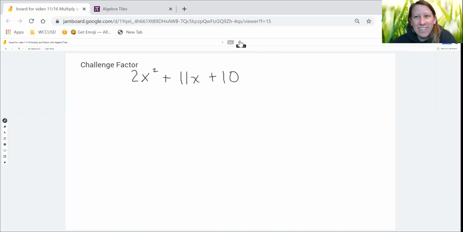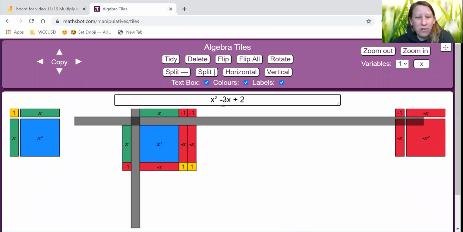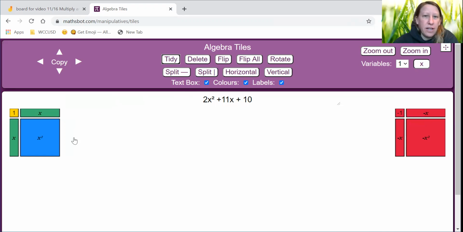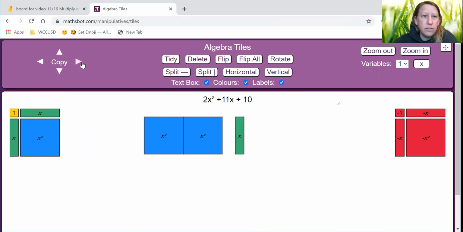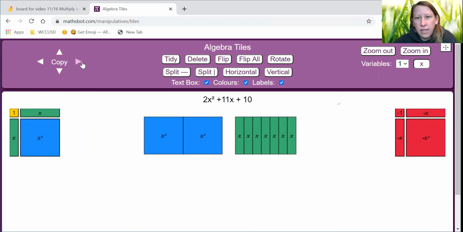Ooh, this one's fun. I'll leave that as a challenge. Well, I guess I'll do it. We got 2x squared plus 11x plus 10. Wow, 2x squared, that's a lot of pieces, plus 11x plus 10. I like a challenge. Tidy up my space. And I have 2 of these. I have 11 of these. 1, 2, 3, 4, 5, 6, 7, 8, 9, 10, 11. Whew. And I got 10 little guys. I think I'll put them into a rectangle. We'll go. It's fun.